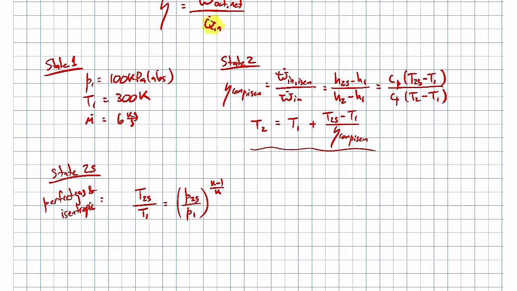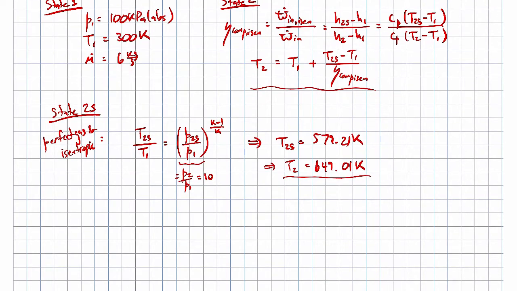So the P2S over P1, we know that that's the same as P2 over P1 because we're going between the same pressures, and that was given as equaling 10 in the problem statement. So we can then solve for T2S. That comes out to be 579.21 Kelvin. And then we can make use of our isentropic efficiency to solve for T2. That comes out to be 649.01 Kelvin. Okay, so now we have the temperature at 2.